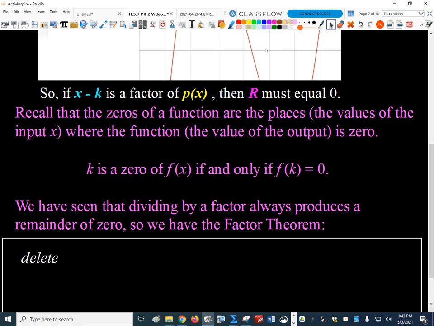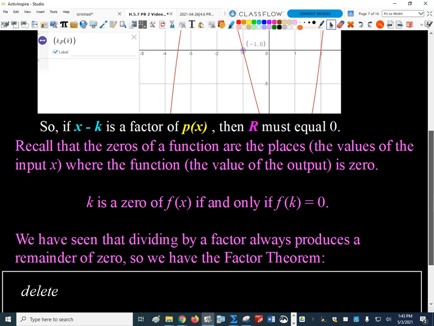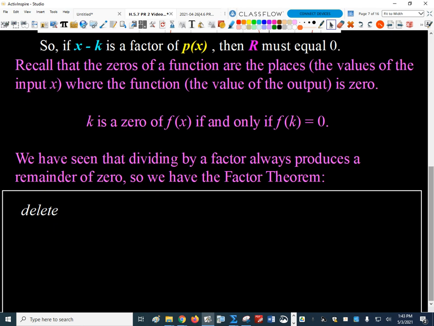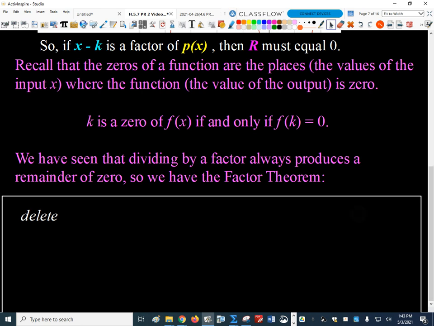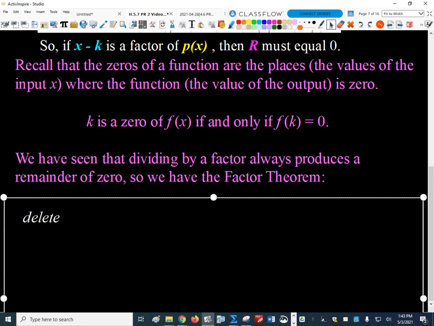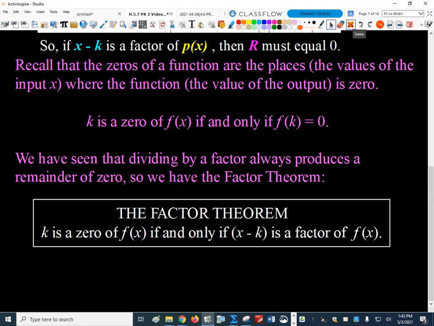And so that leads us down towards this factor theorem. We've seen that dividing by a factor always produces a remainder of 0. So therefore, we get this elegant little factor theorem. That's it. If k is a 0 of f of x, then x minus k is a factor of f of x. And if and only if means it goes both ways.